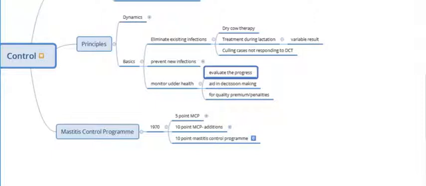There are many methods, as we have seen in the diagnosis session, and all these are analyzed and used in a decision making system, and based on these decisions, people set their premium costs or penalty costs. You can see the quality of milk will slowly improve, and you will be getting a premium. When the quality goes down, you will have to pay a penalty, or the profit rate is reduced. So that is how you monitor the udder health.